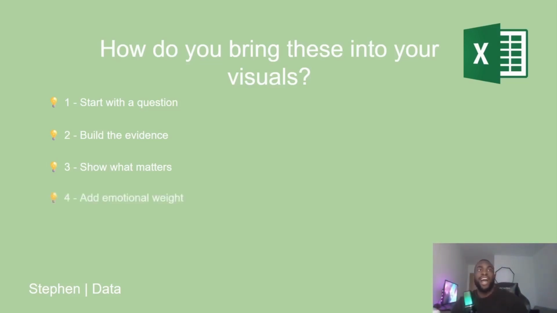So number 4, add emotional weight. This is now where the work of the dashboard ends, and now you're interpreting the visuals to your users. So once you're clear on the insights, help your users feel what's at stake. And you can do this by asking, what does this insight mean for the business? What do we lose if we do nothing? What do we gain if we act now? And then you need to frame those insights through those lenses.